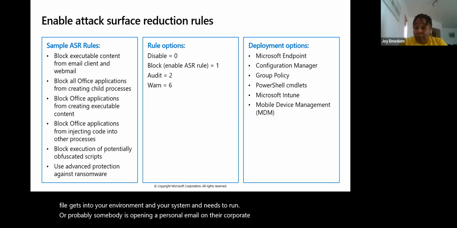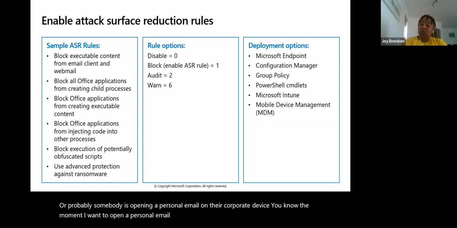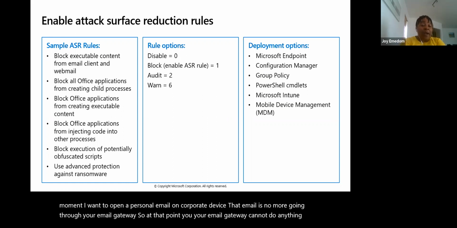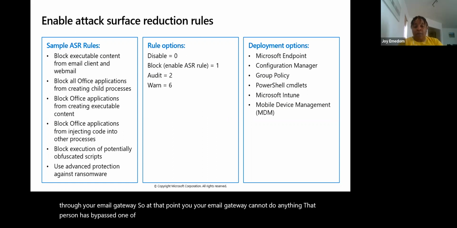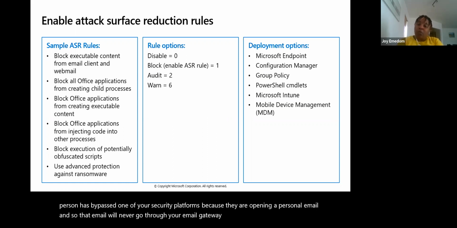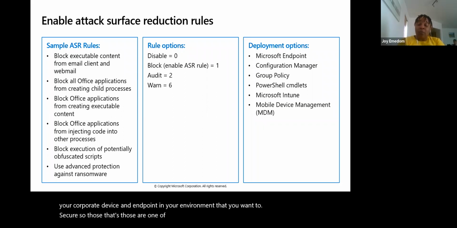The moment someone is opening a personal email on the corporate device, that email is no more going through your email gateway. So at that point, your email gateway cannot do anything. That person has bypassed one of your security platforms because they are opening a personal email, and that email will never go through your email gateway. But that email is being opened on your corporate device and endpoint in your environment that you want to secure. So that is one of the capabilities of attack surface reduction: it will reduce the attack that can happen on this endpoint.